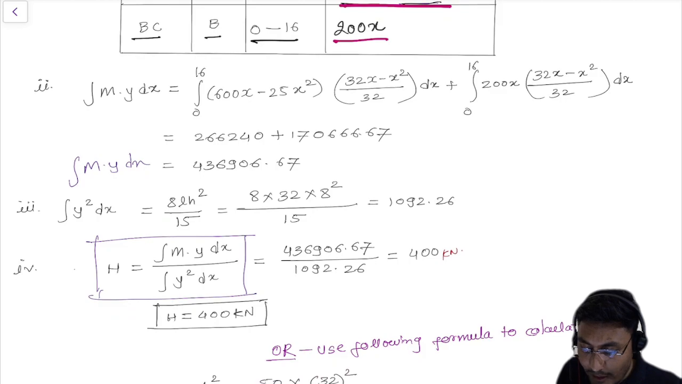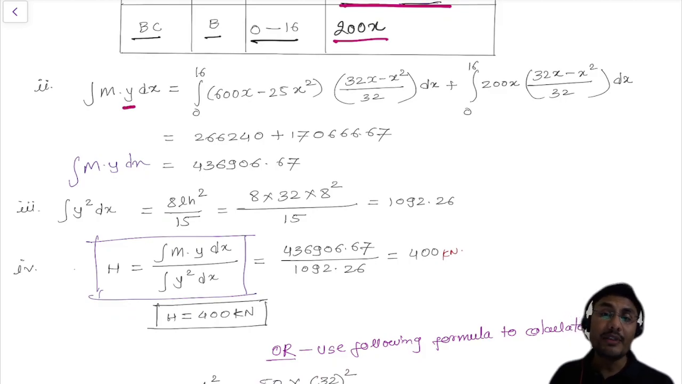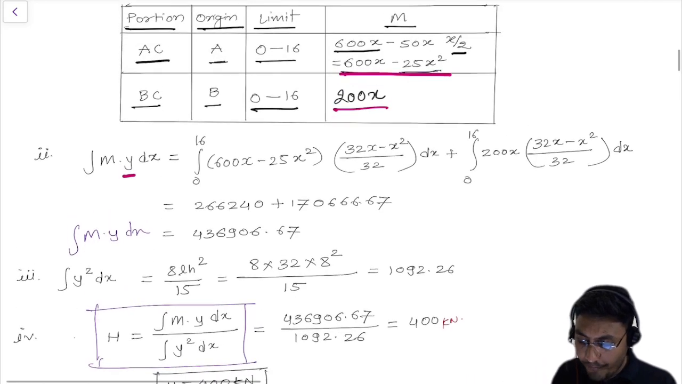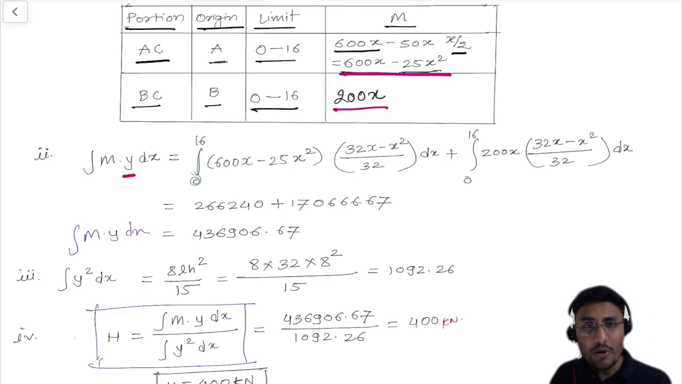That is the moment equation into y, the rise which we have calculated. So moment into y, that's what we are going to calculate. It's very easy, guys, right? So we need to do an integration from 0 to 16, which is mentioned over here. Why 16? Because 16 is the limit that we have mentioned here. So 0 to 16 in bracket.